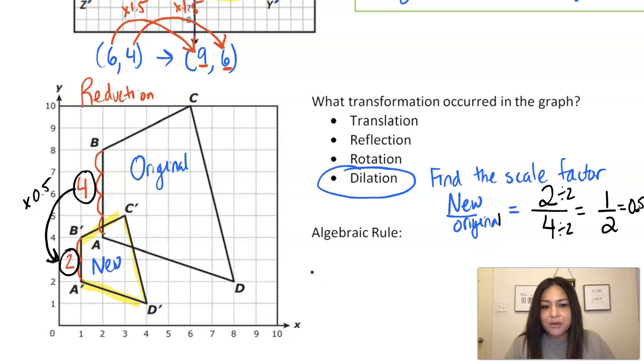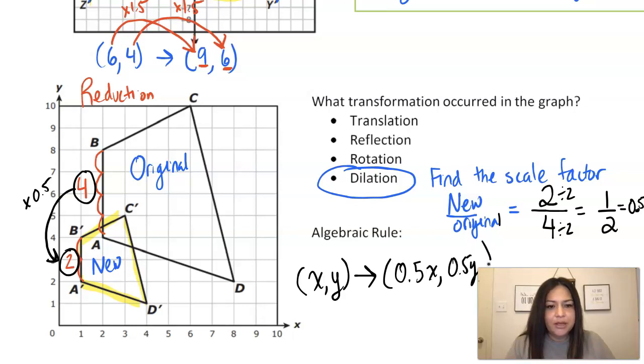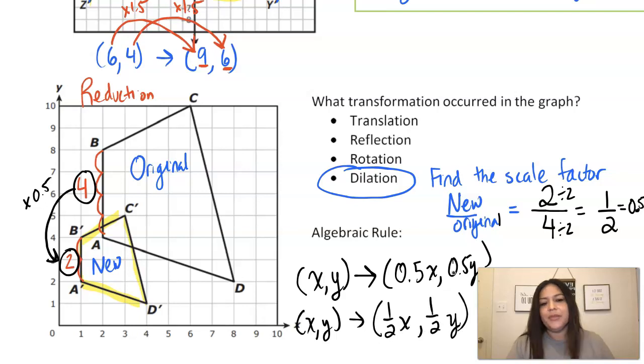Now my algebraic representation or my rule, I'm going to go ahead and write down x comma y, transform so that we can write it like this, 0.5x comma 0.5y, or it can be x comma y to 1/2 x comma 1/2 y. And that is our algebraic rule for dilations. All right, let's move on to the next one.